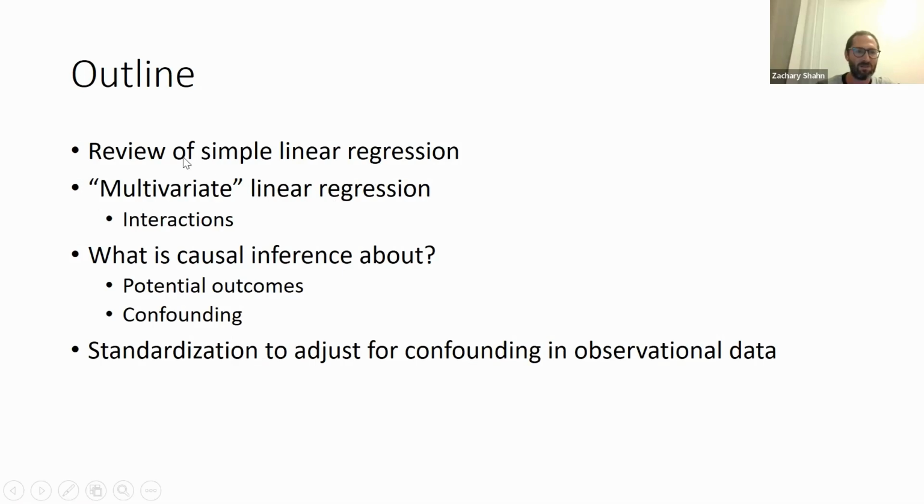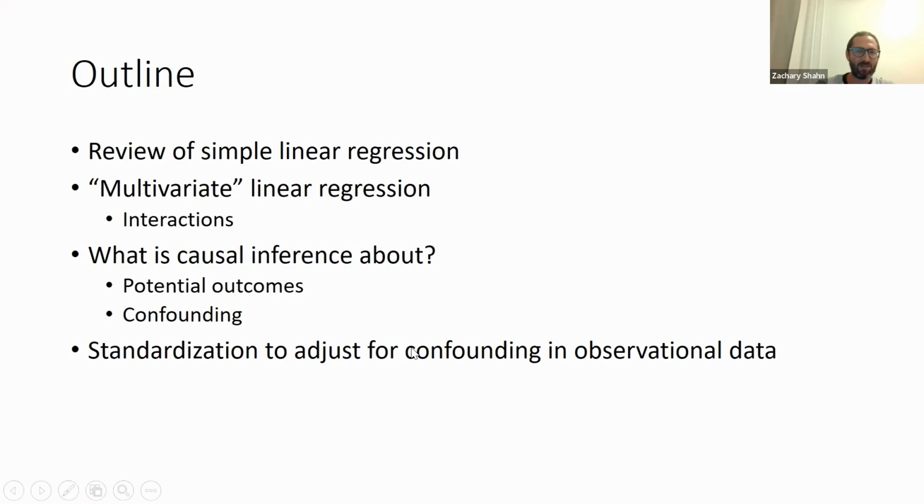So a little review of simple linear regression. Then we'll move to multivariate linear regression, where you have more than one predictor variable. And then we'll start to pivot to using multivariate linear regression to answer causal questions. But before we do that, there will be an interlude about just what is a causal question exactly, making that a little more formal.